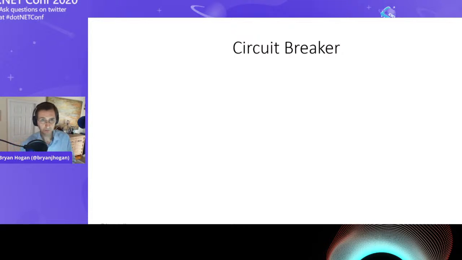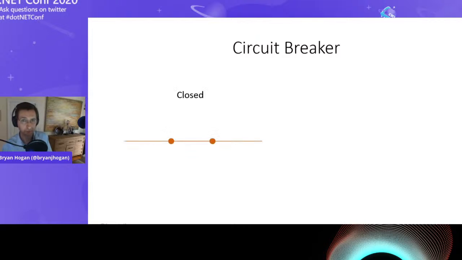The next policy is a circuit breaker. So this is quite like the circuit breaker in your home, or in some countries, they're referred to as trip switches. It cuts the connection when a problem is detected. Circuit breaker has 3 states. The closed state is the normal operational state. Closed like an electrical circuit, current flows. In our case, requests flow. Open, no requests are flowing.